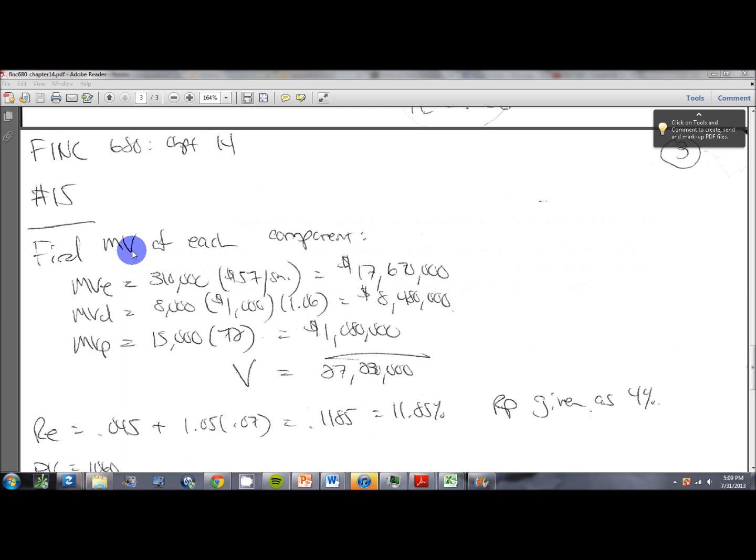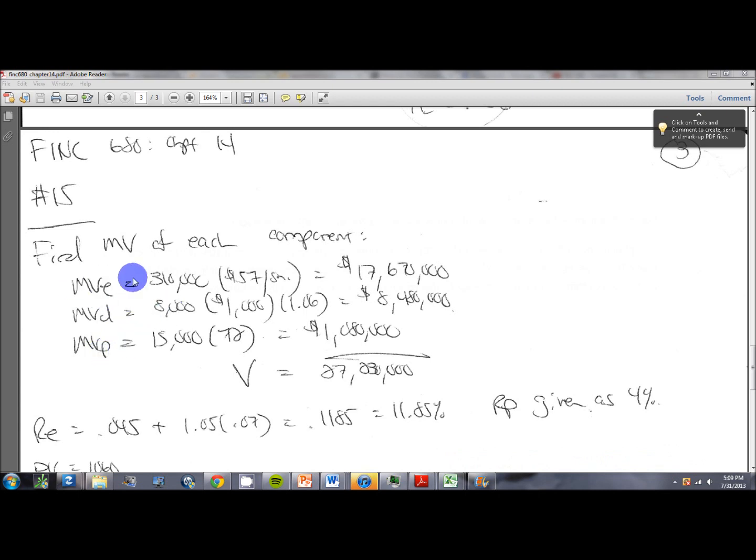The info that you're given in this problem is basically a wealth of information, and at the end of the day, you're searching for the WACC, the weighted average cost of capital. A natural starting point is to find the market value of each component in the problem. So I'm looking for the market value of equity, debt, and the preferred stock. This would be E, D, and P in the WACC equation.